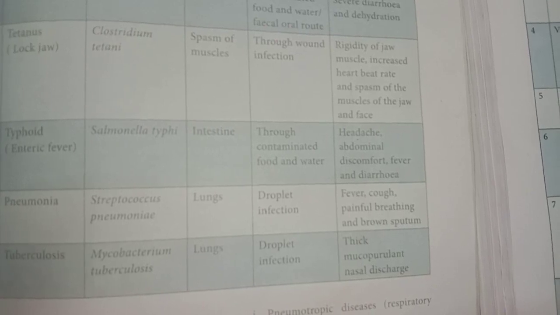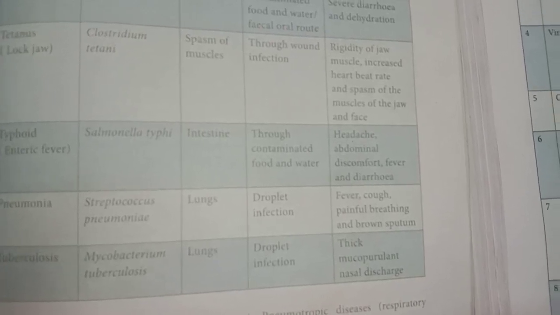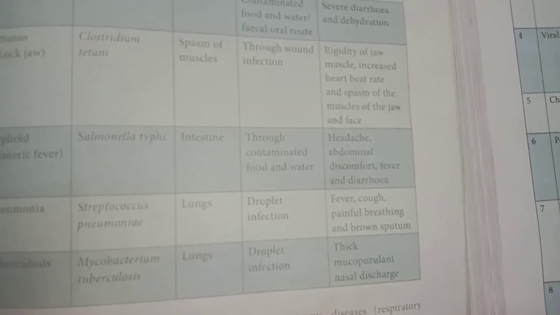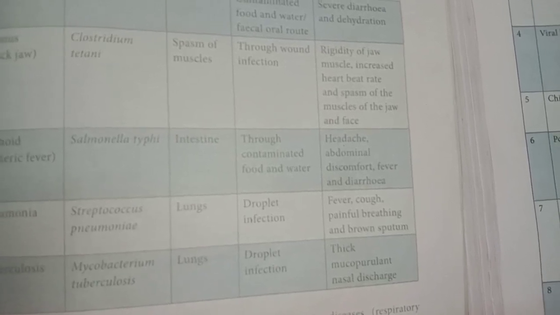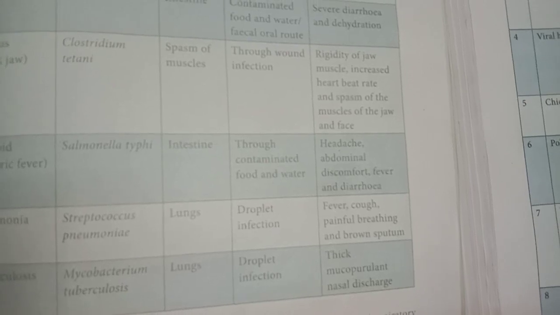This disease affects the lungs and spreads through droplet infection. Then the symptoms: thick mucopurulent nasal discharge. From the nose, very thick pus or sputum is released.